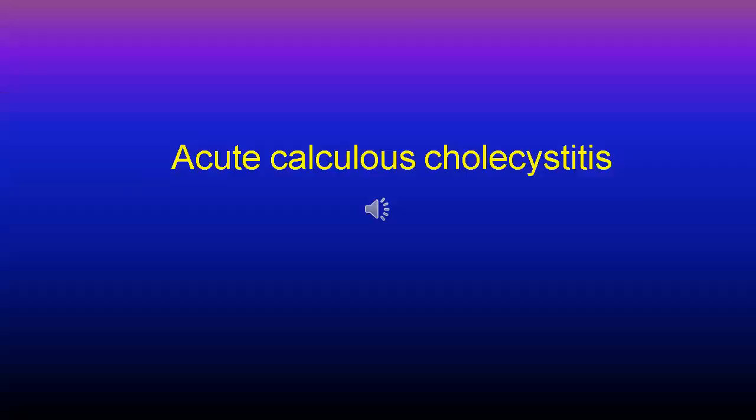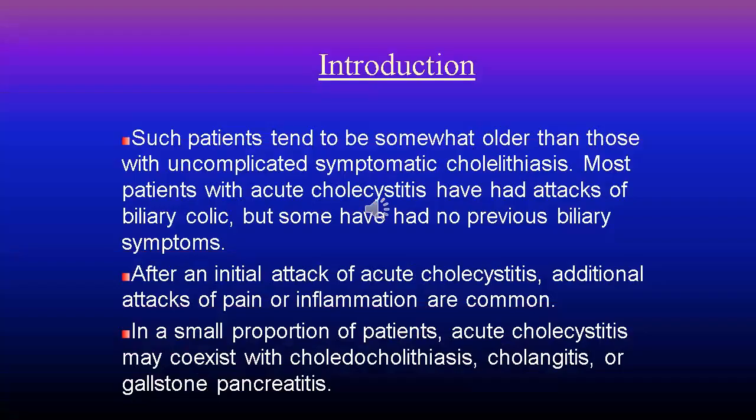So let's go to acute calculous cholecystitis. Most patients with acute cholecystitis have had attacks of gallbladder colic before, or dyspepsia, and some of them colonic distension. Some of them were diagnosed as irritable bowel, and when we do an ultrasound, we find the gallstones incriminated in this dyspepsia and the colonic symptoms.